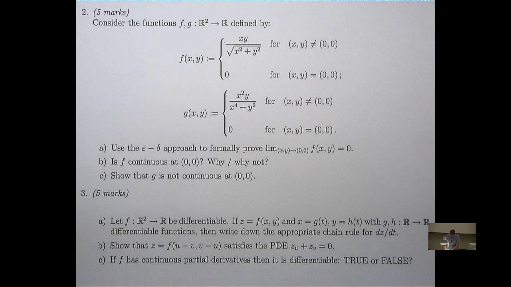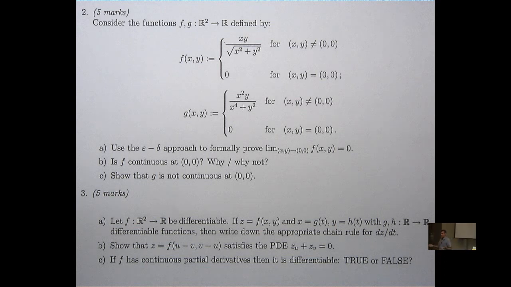Question 2 involves limits. Limits of functions of 2 variables. I've got an f defined here, a g defined here. In part A, we're asked to use the epsilon-delta approach to formally prove that the limit of f is 0 as we approach the origin.